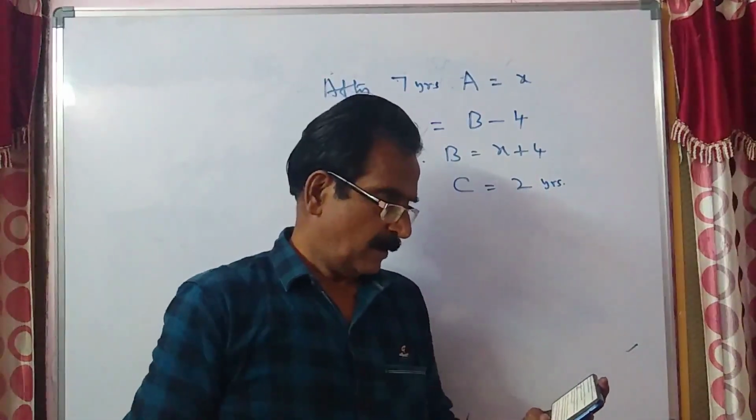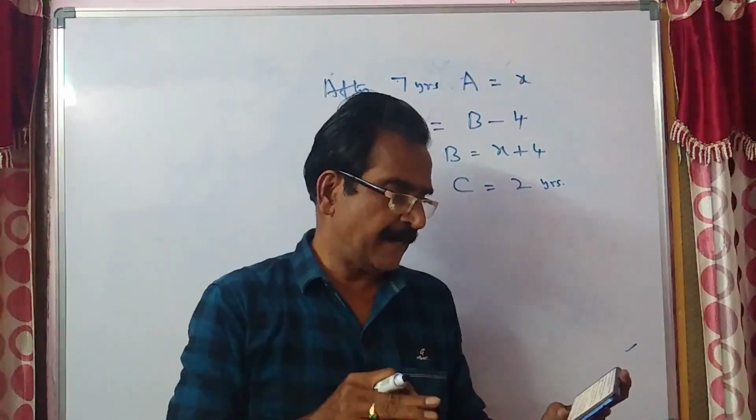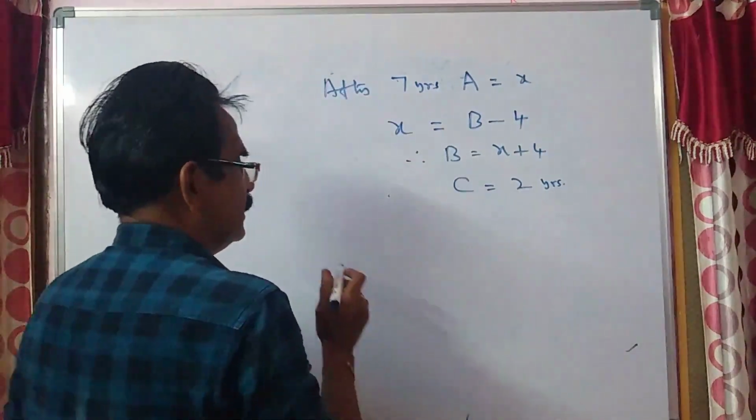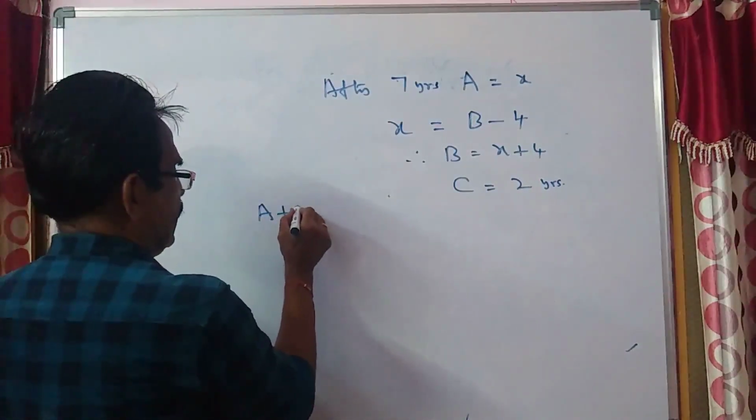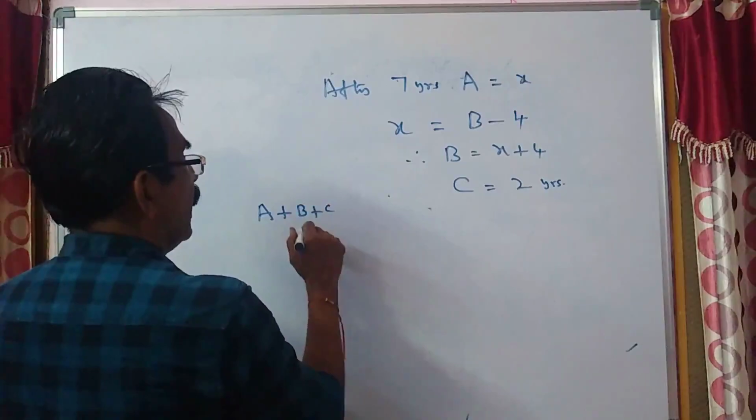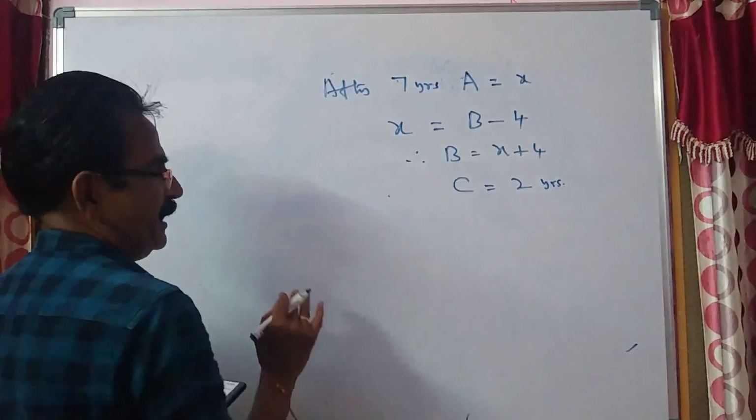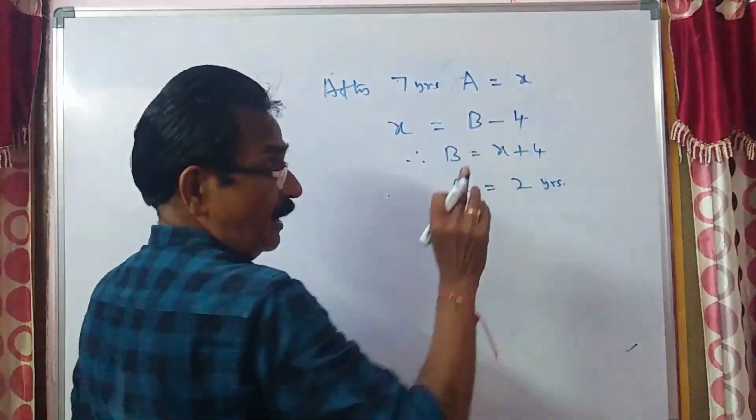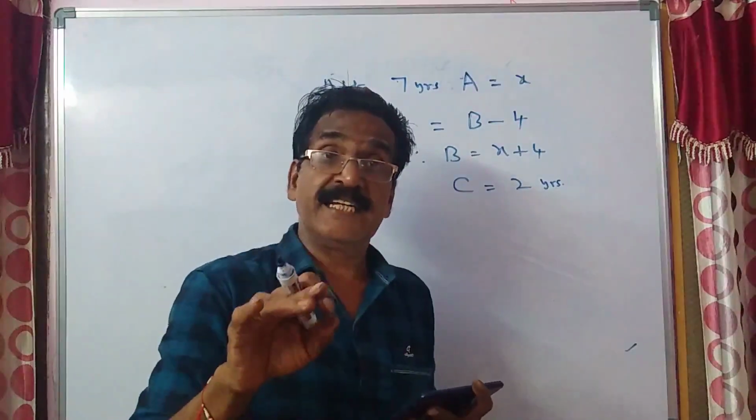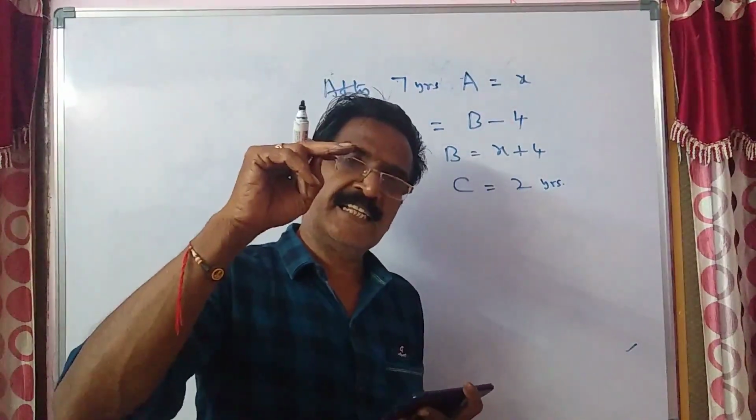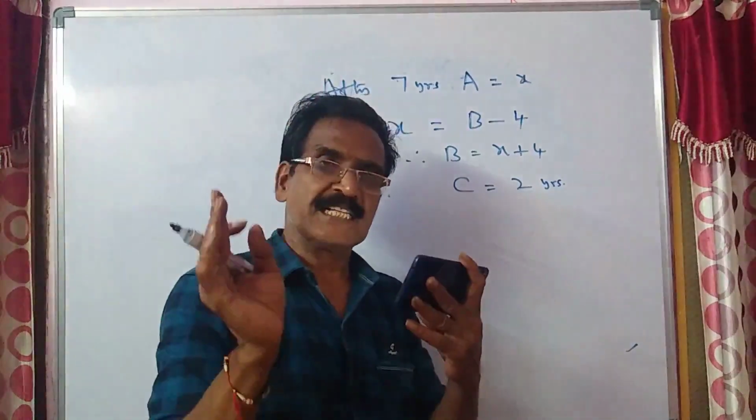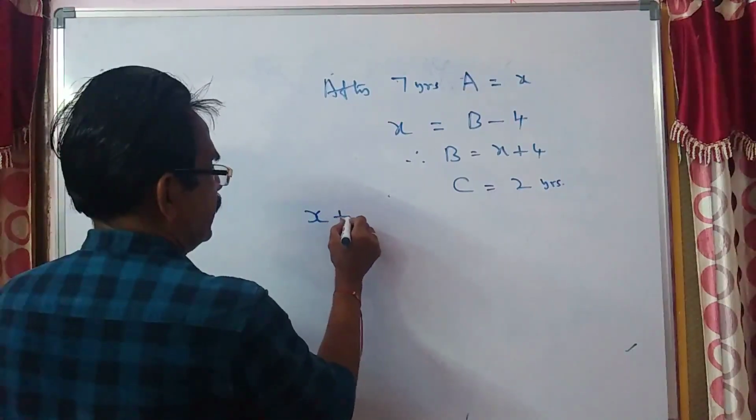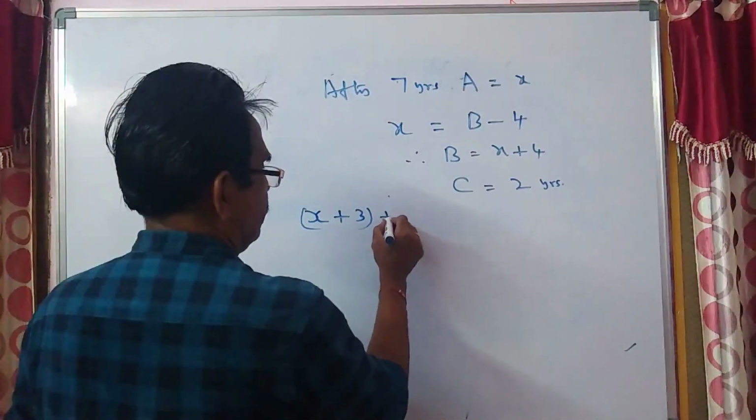He was born 2 years ago. The average age of A, B and C 10 years later will be 33 years. So A plus B plus C after 10 years. Now let us find A plus B plus C after 10 years. A's age after 7 years is X. After 10 years, we have to add 3 more years. So after 10 years, A will be X plus 3.